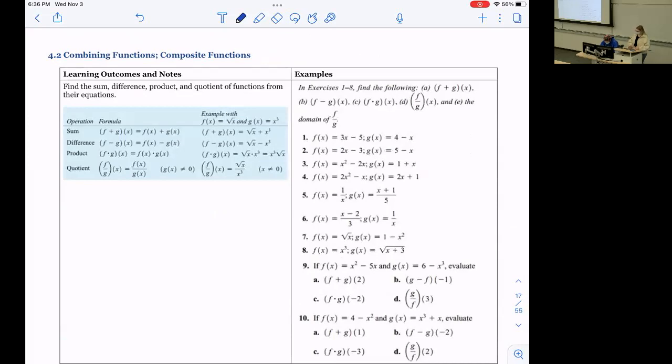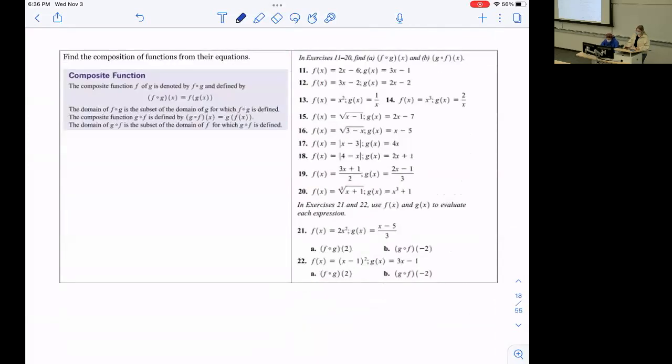All right, how about on the next page, the composite functions? We would be looking at f of g and g of x. Do we have any questions about these examples? Need to go over anything? 18? Sure.